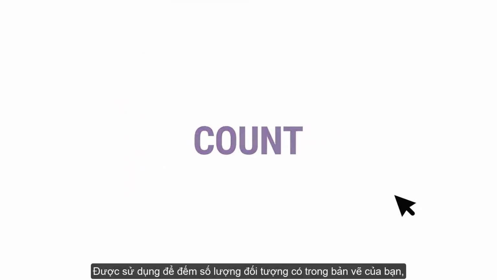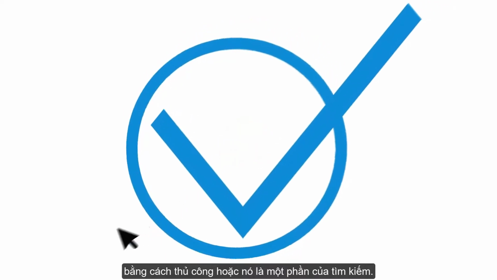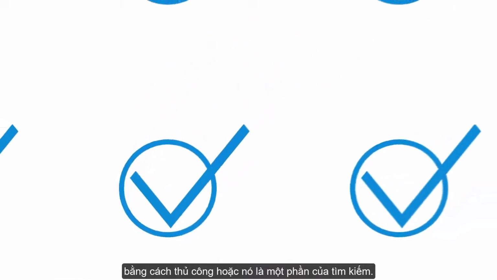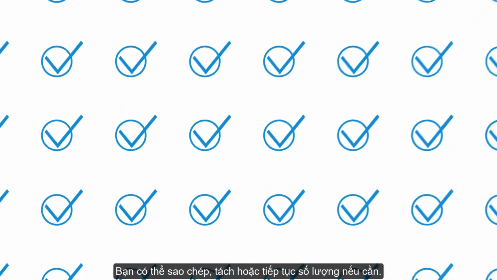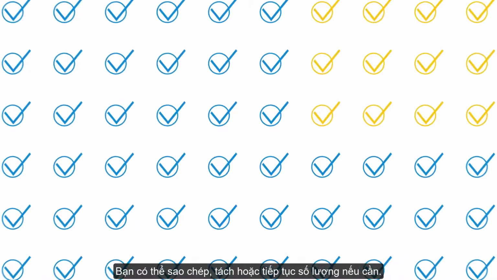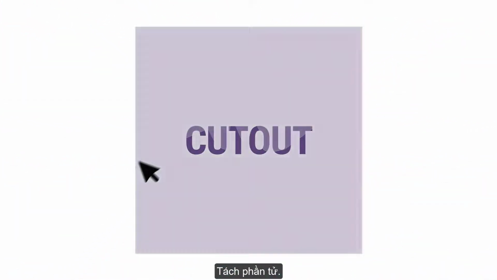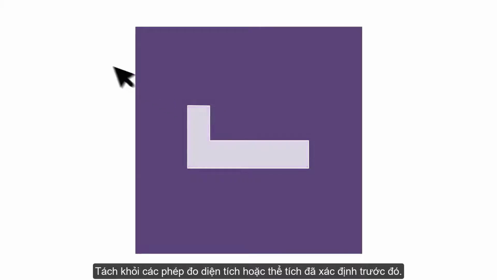Count. Use to count the number of objects present in your drawings, either manually or as part of a search. You can activate the tool and click where you want to add a count. You can copy, split, or resume the count as necessary. Cutout. Cut out from previously defined area or volume measurements.